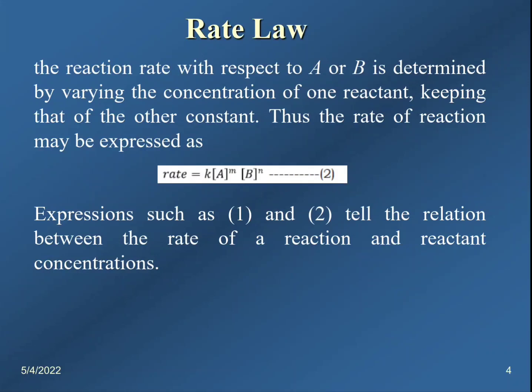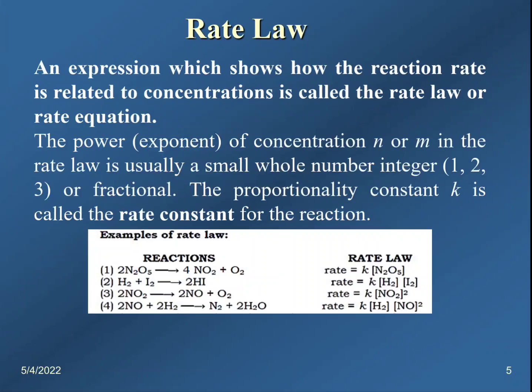For example, rate is directly proportional to A raised to n, which is also written as rate equals k into A raised to n. So for the reaction 2A plus B gives product, the rate of that reaction with respect to A and B is determined, which is written as rate equals k into A raised to m into B raised to n. These expressions 1 and 2 tell us the relationship between the rate of the reaction and the reactant concentration.